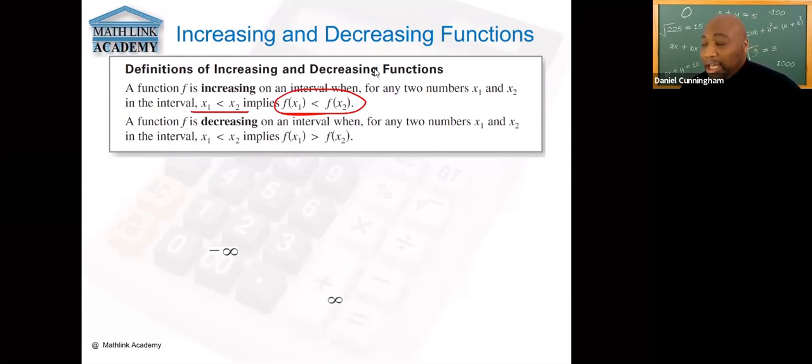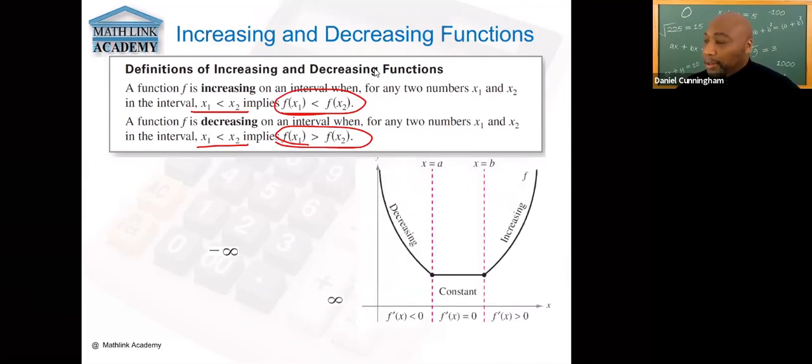A function is decreasing when x1 is less than x2 and the y values are decreasing. f of x1 is greater than f of x2. So let's look at an example of what I mean, or a drawing. This is a drawing of a function where it's increasing and also decreasing.